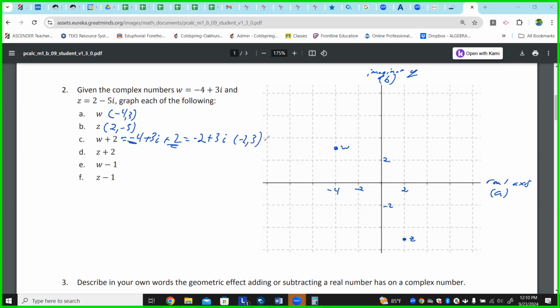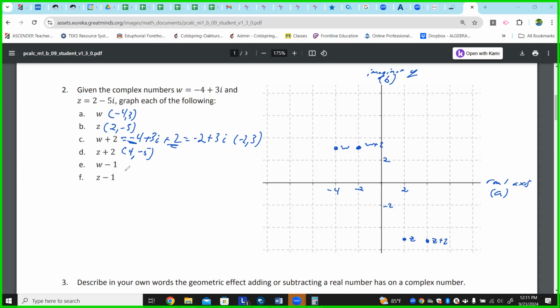That's exactly what it's like. That's very good. All right. So this right here would be my W plus 2. Z plus 2 would be what? What would the coordinate be? Good. I'm just going to add 2 to the real part. So that's 4 comma -5. So I went right 4, down to -5. This is now Z plus 2.